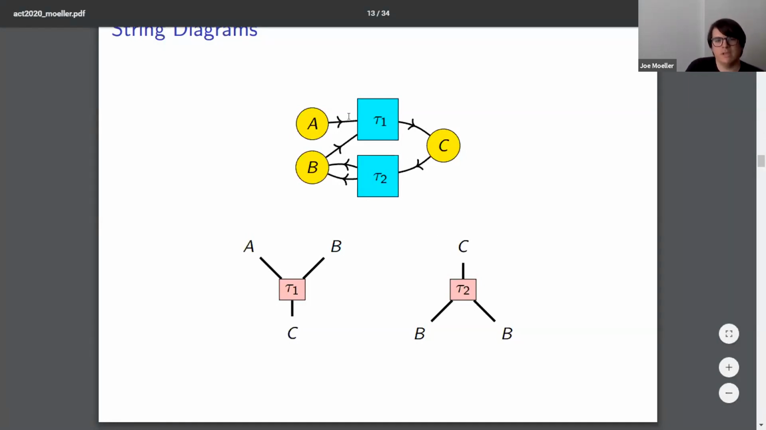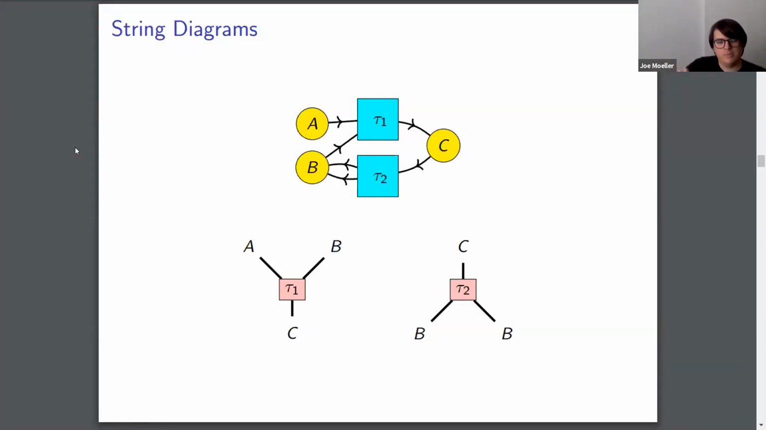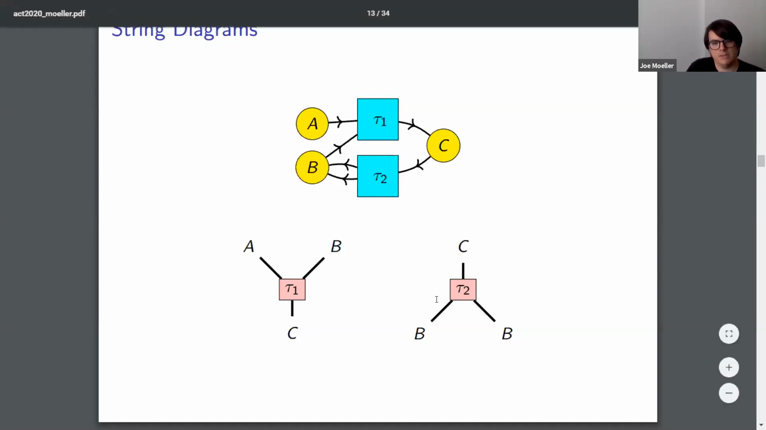These look exactly like the two transitions in the Petri net, sort of cut off from the Petri net itself. I'm reading from top to bottom; I always read from top to bottom for my string diagrams. You can see that it's coming from A and B and going to C, and that's exactly what these pictures do. Tau2 goes from C to 2 copies of B.